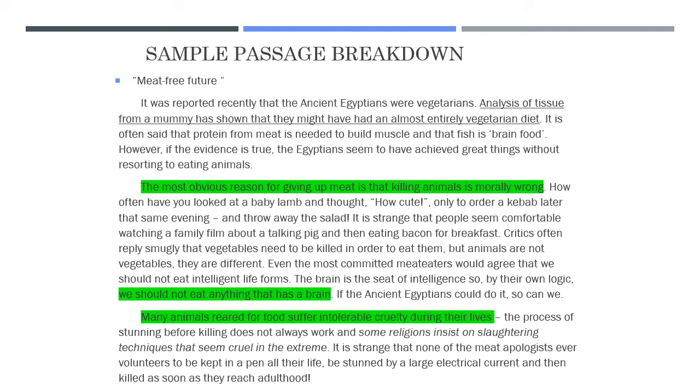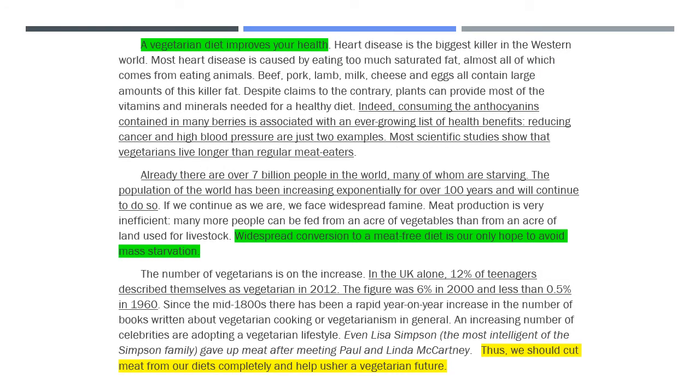And because I told you that more often than not, the main conclusion comes at the very end, I picked an example that does that. So I'm going to skip ahead to the second page of the passage, and you'll notice that I've highlighted in yellow the main conclusion. Its indicator words: thus, should. Thus, we should cut meat from our diets completely and help usher a vegetarian future. So not only were there indicator words, but it ties into the title, meat-free future. So that's why titles can be important.